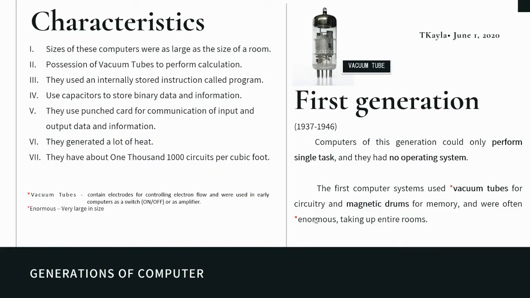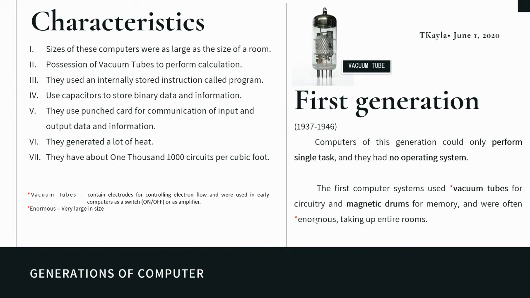The first generation computers were invented from 1937 to 1946. The computers of this generation could only perform single tasks, and they had no operating system. The first computer systems used vacuum tubes for circuitry and magnetic drums for memory, and were often enormous, taking up entire rooms. The characteristics of the first generation computers were as follows.